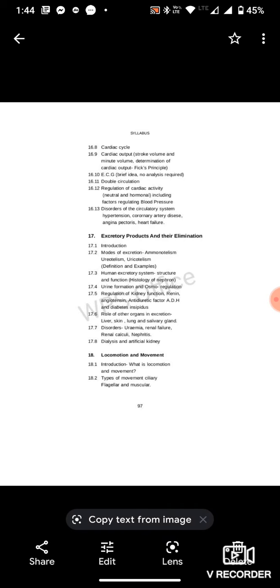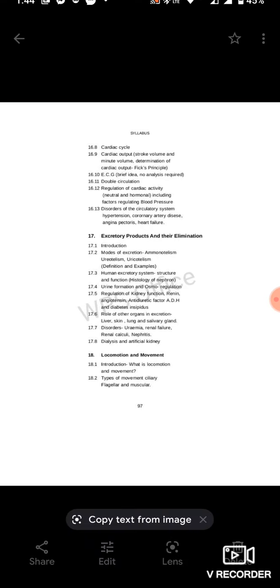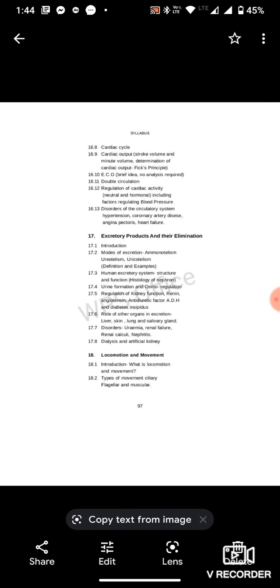And next chapter is excretory products and their elimination. There are modes of excretion, human excretory system, urine formation, role of other organs in excretion. There are many other organs that play an important role in excretion. There are liver, skin, lungs and salivary gland. There are disorders which are uremia, renal failure, renal calculi, dialysis, artificial kidney.